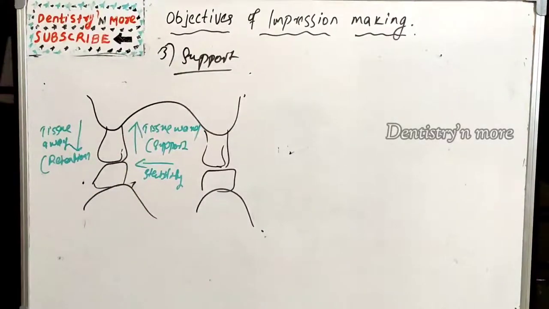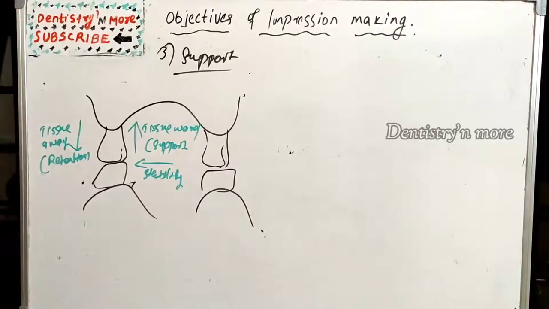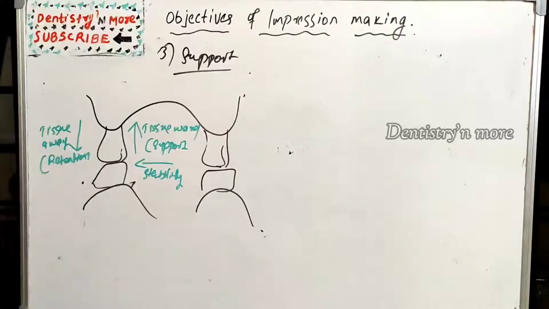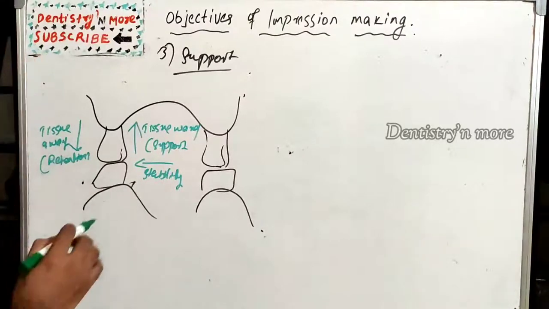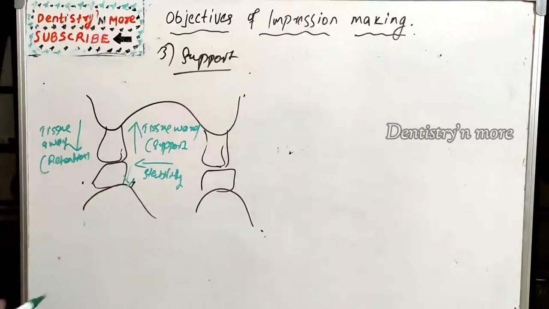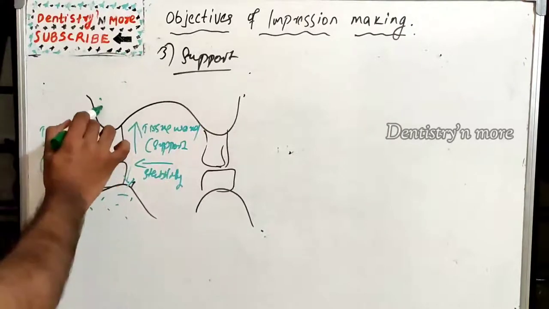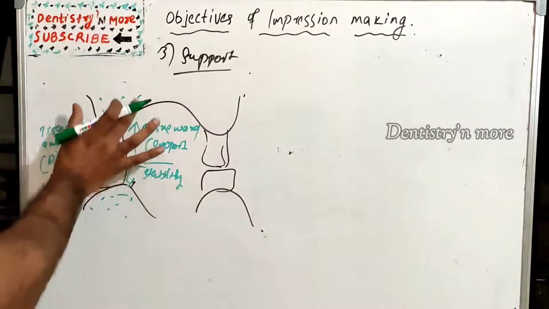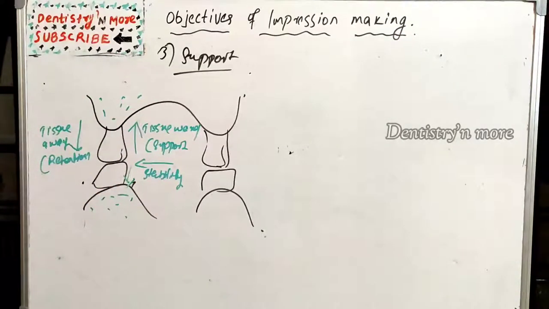So support is nothing but the resistance to vertical force of mastication and to occlusal or other forces which is being applied towards the basal seat. Like this, towards the basal seat. This is the basal seat. This is the maxilla, this is the mandible. So when the natural teeth are missing, the alveolar ridge and their covering of mucosal tissue become the supporting elements. So these are the supporting elements.